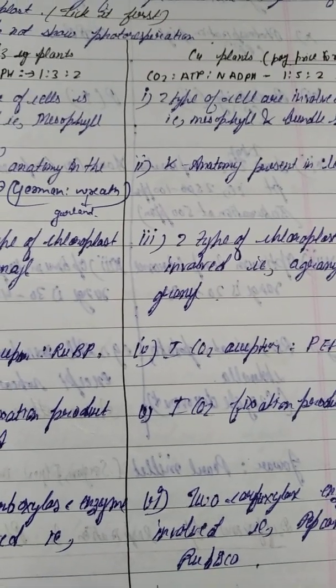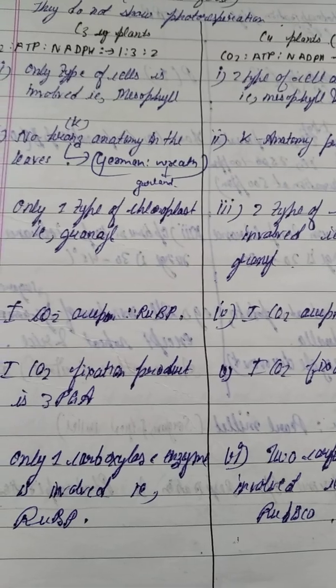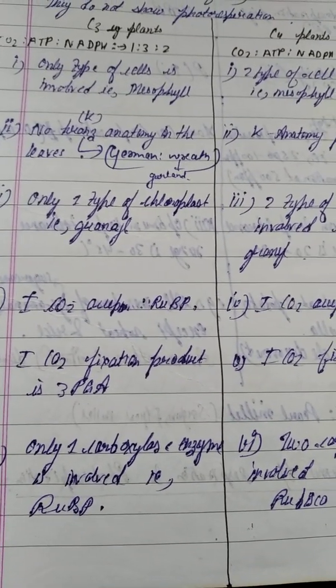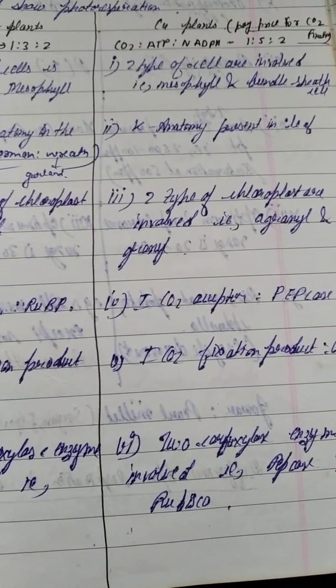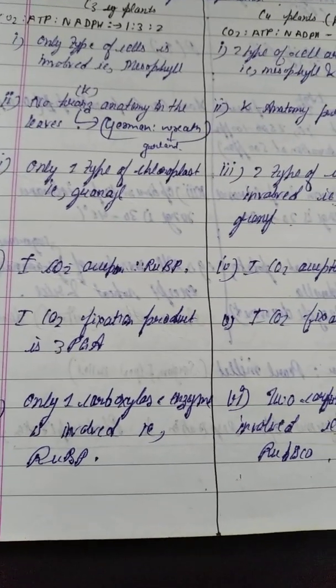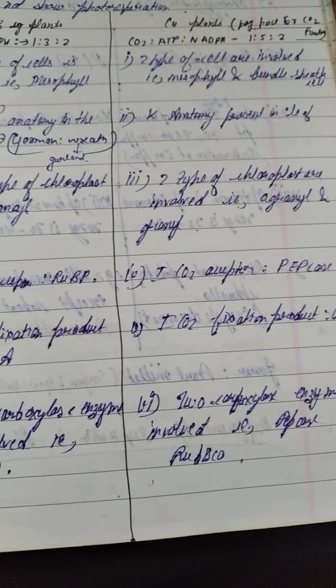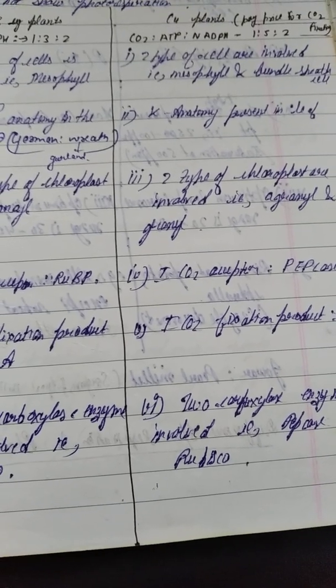Students, also remember that the C4 cycle is also called the Hatch and Slack pathway, and the C3 cycle is also called the Calvin cycle. In the C3 cycle only one type of cell is involved, that is the mesophyll cell. In C4 plant, both the cells are involved, mesophyll and bundle sheath cell. C3 plant, no Kranz anatomy. Kranz is a German word which means wreath. And in C4 plant, which shows the C4 cycle, Hatch and Slack pathway, Kranz anatomy is found in the leaf.